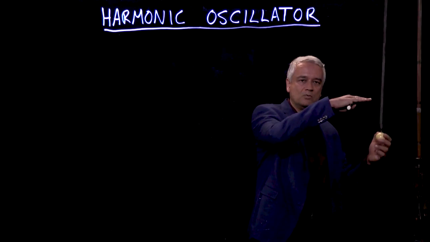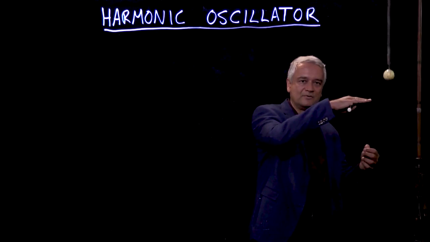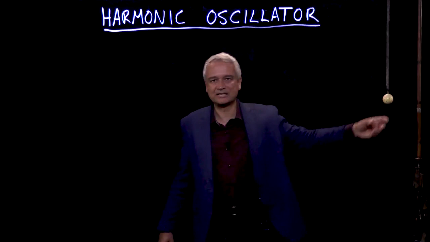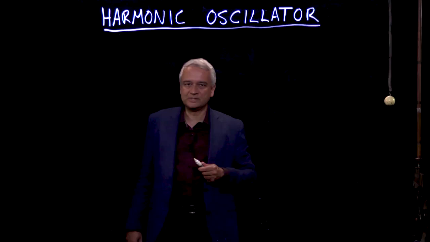Okay, it's oscillating back and forth, back and forth. And the energy is going from kinetic to potential to kinetic to potential. So it's that intuition that I want you to take away. That's the intuition that we're going to use when we analyze an LC circuit.